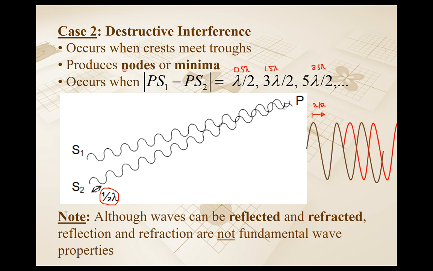Okay, one other note here. I said although waves can be reflected and refracted, and we've talked about that. We talked about how when waves hit a surface, they can bounce back, or if they go from one medium into another one, they can be refracted. Those are properties of waves. We don't refer to them as being fundamental wave properties. The reason they're not fundamental wave properties is because other objects like particles can do this.